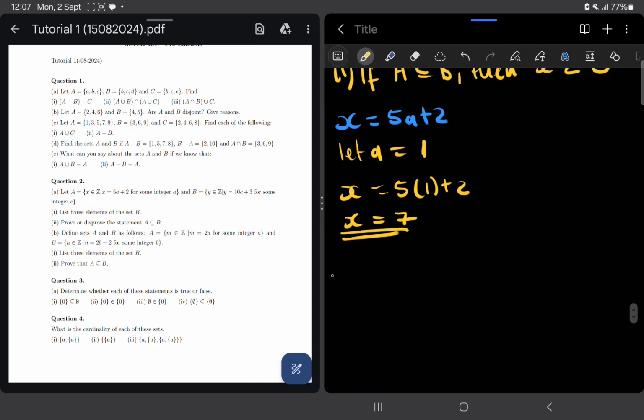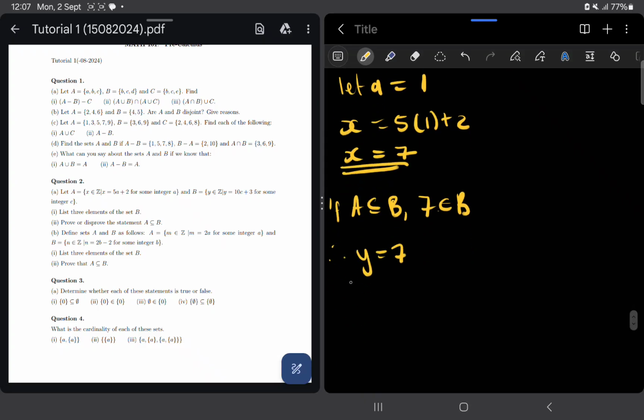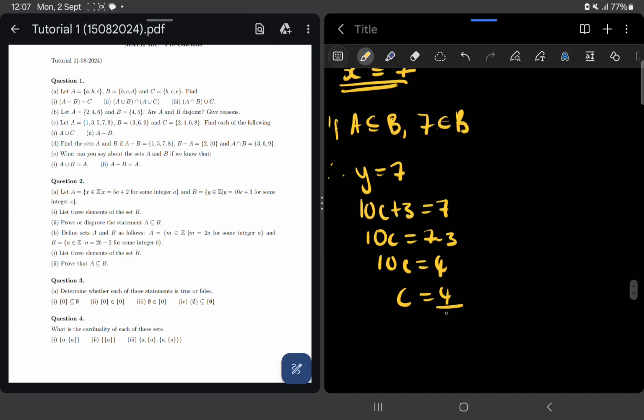And you can say if A is a subset of B, it means 7 is going to be an element of B. Because if A is a subset of B, it means everything in A is going to be in B. Now, if 7 is an element of B, what is it? It's a Y, because the elements of B are called Y. So you can say, therefore, Y will be equal to 7. And which means that, what is our Y? 10C plus 3 will be equal to 7. You take 3 to the other side. 10C will be equal to 7 minus 3, which means 10C will be equal to 4. Then you say C would be 4 over 10, which you would get as 2 over 5.